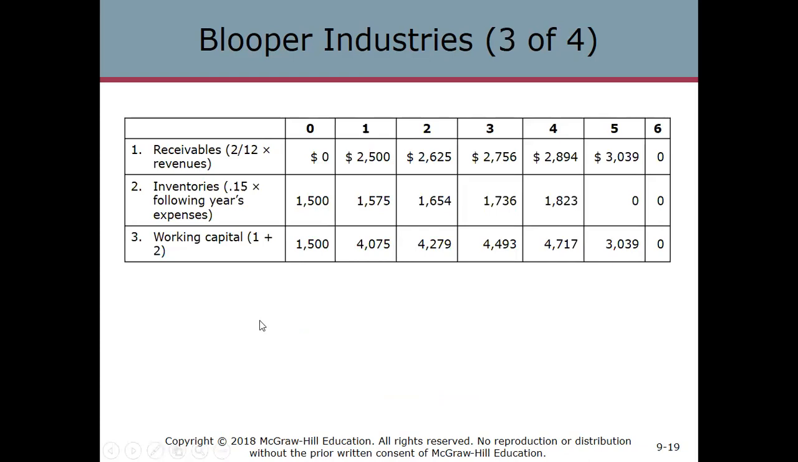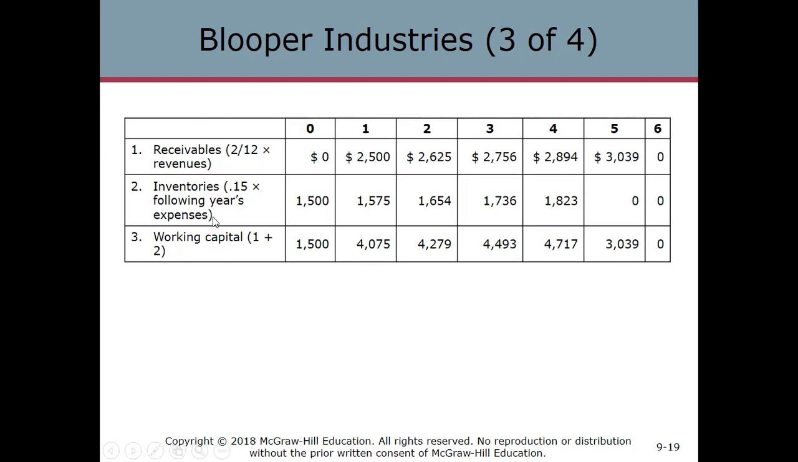Now, next would be for working capital. This is just an assumption that for receivables, that is 2 months of our total revenues. So that's why we divide it by 12 and then 2 months times 2. So the fraction is 2 over 12. It would result to the same.